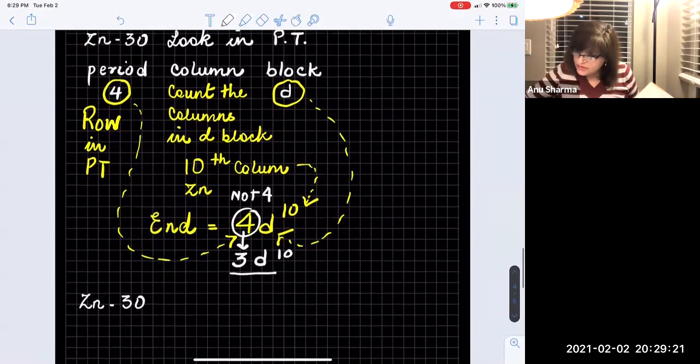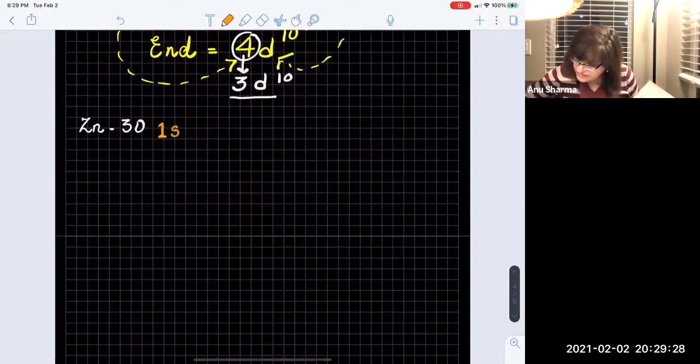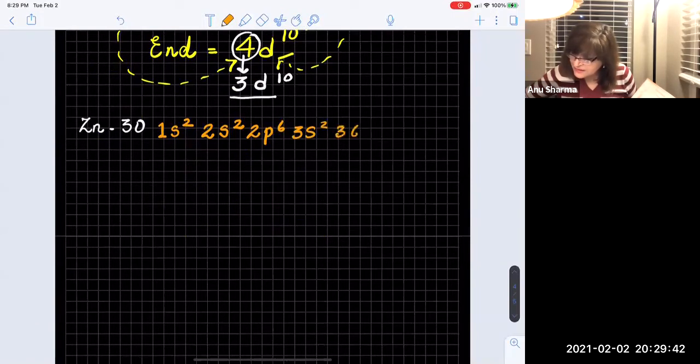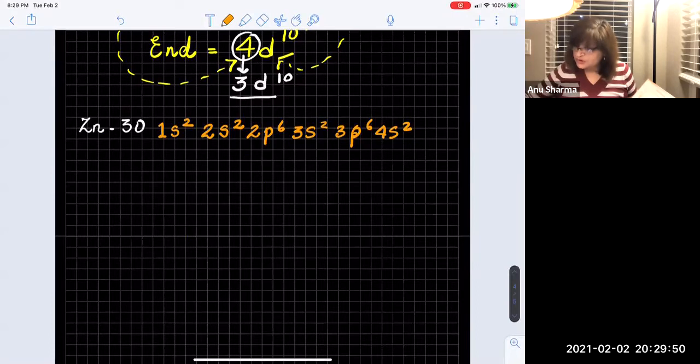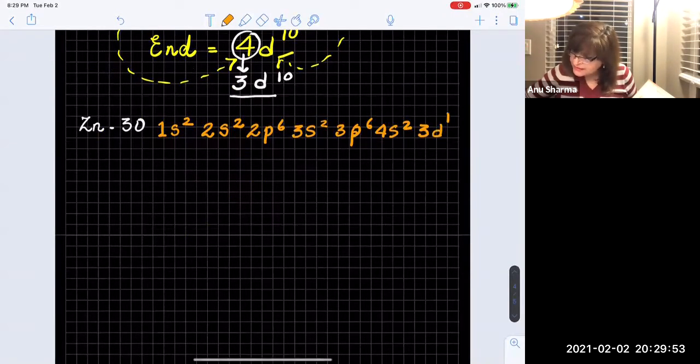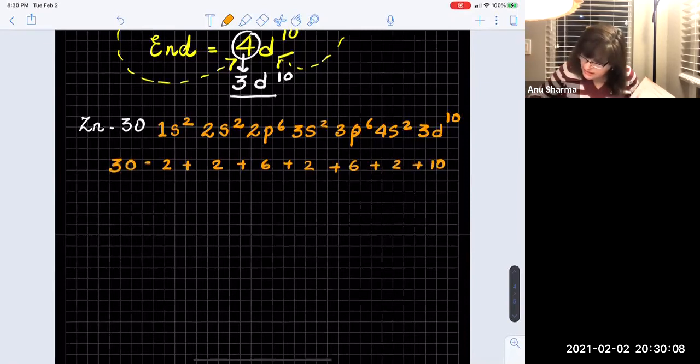Okay, so let's do this now. We are going to fill up now for zinc. 1s can hold a maximum of 2. Then it goes to the second shell, second subshell, second orbital, which holds a maximum of 2, 2s2, then 2p6, then 3s2, then 3p6, then 4s2, and then 3d10. Now, if you count this, 2 plus 2 plus 6 plus 2 plus 6 plus 2 plus 10, it all comes out to be 30 electrons. Okay.